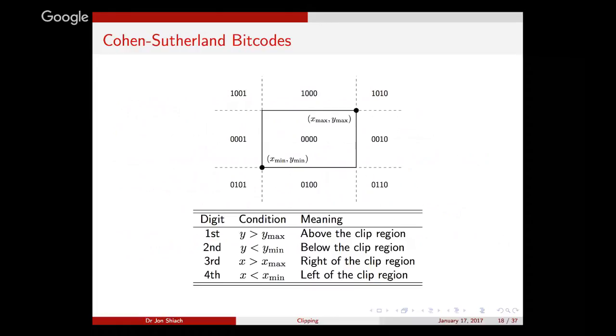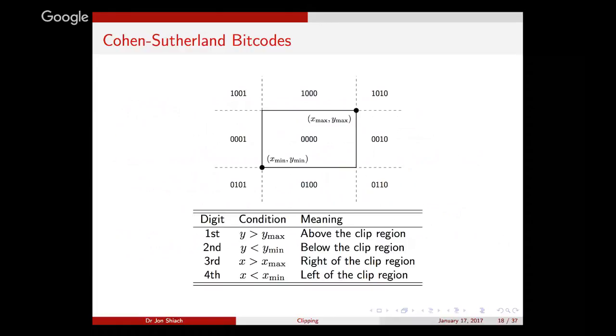The second digit is whether it's below the clip region. So if you look at these 3 points here, we see a 1 in the second location. The third digit is a 1 if our point is to the right of the clip region. So if you see here, each of these has a 1 in the third bit location.